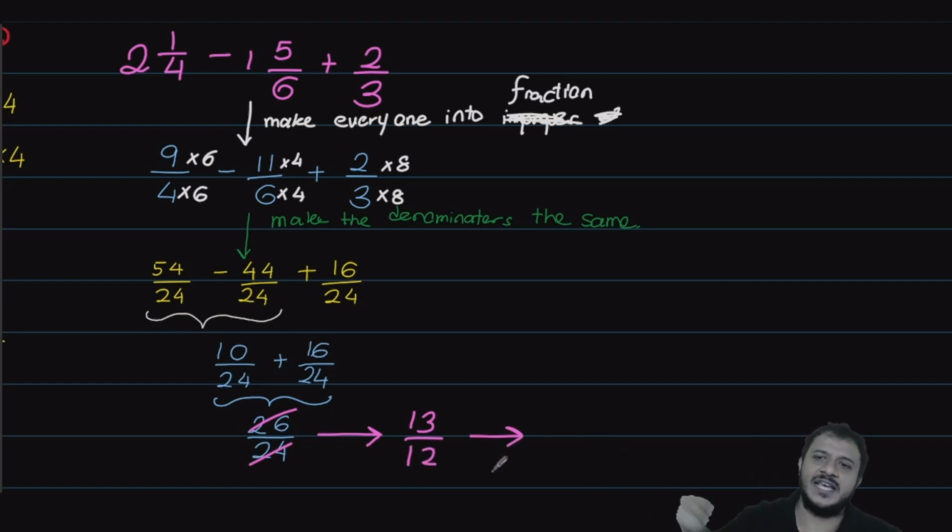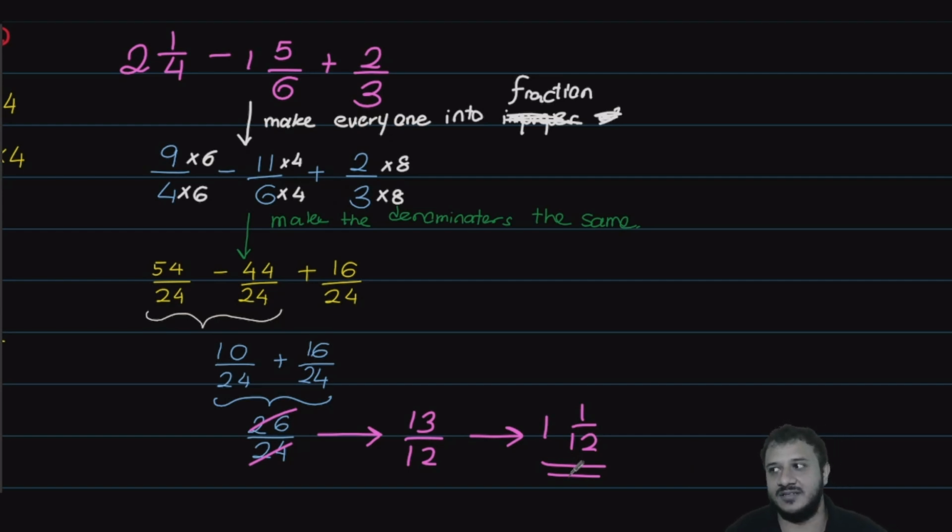Now can I simplify that? No. But I can make it into a mixed number. Tell me, how many 12s can go into 13? Just 1 twelve. Left over 1 out of 12. 1 and 1 twelfth is the answer.